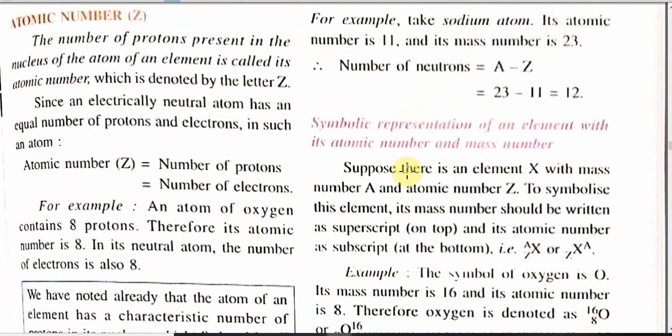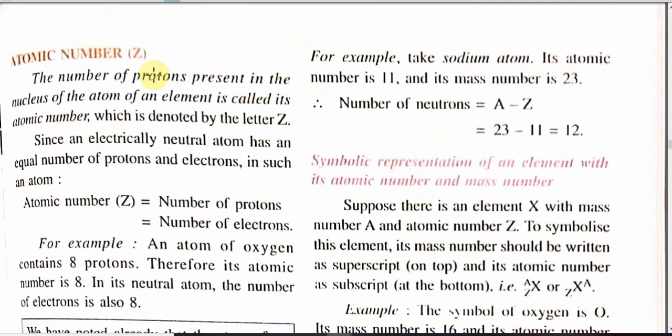Next point in our discussion is atomic number. The symbol of atomic number is Z. And what is atomic number? Atomic number is the number of protons present in an atom. You can see here the definition is also given.